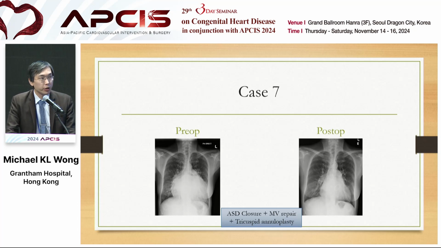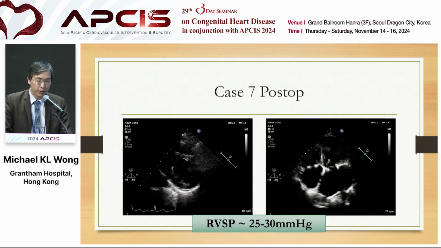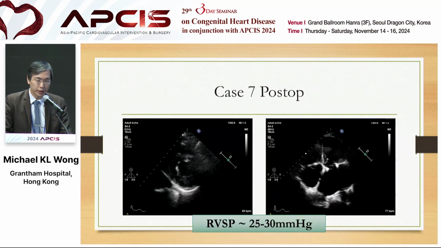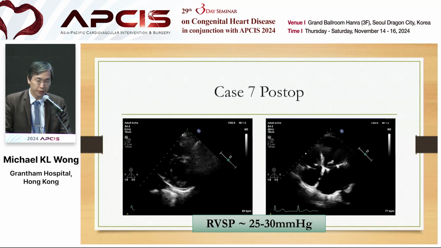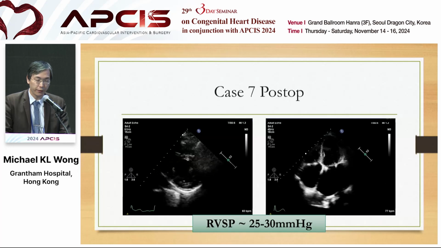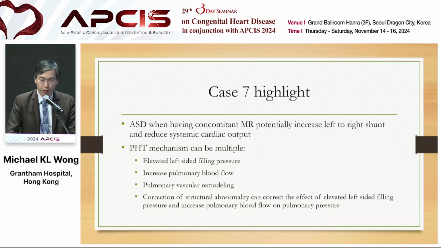And because of all the findings, we decided to proceed with the ASD closure plus valvular surgery, and post-op the cardiac size significantly improved. Actually, the dilated RV significantly improved. Also, the MR and TR were reduced to mild degree, and also the RVSP significantly reduced to less than 30 millimeter mercury.